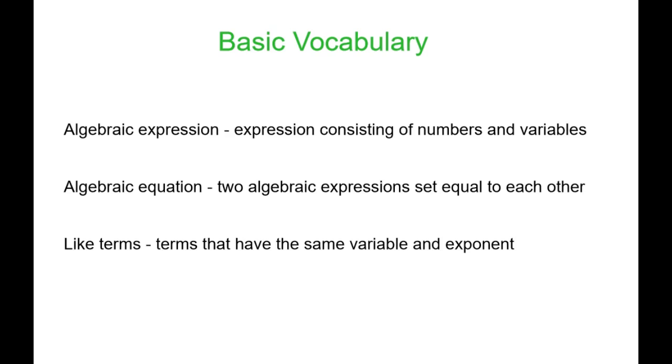An algebraic expression is simply an expression consisting of numbers and variables. An algebraic equation is two algebraic expressions set equal to each other. And then the last term is like terms. These are terms that have the same variable and exponent.